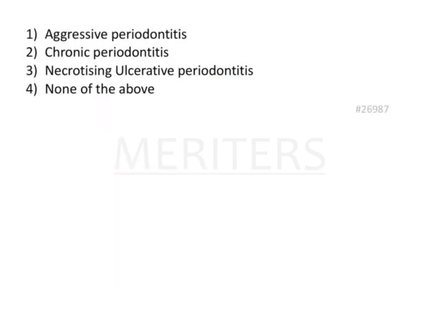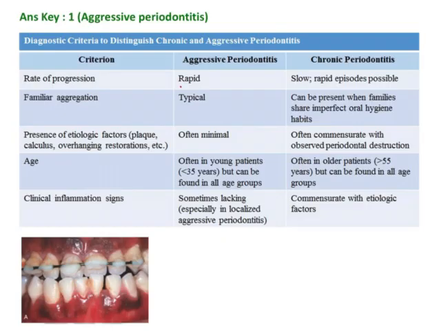So the options are aggressive periodontitis, chronic periodontitis, necrotizing ulcerative periodontitis, and none of the above. So amongst the given options, the best answer is aggressive periodontitis. The reason for this is, when you see the comparison between aggressive and chronic periodontitis, over here you will see that the onset and progression is rapid, whereas this is slow. Second is familial aggregation. Here they had said that the patient reports similar episodes in the family where they had loss of the teeth.